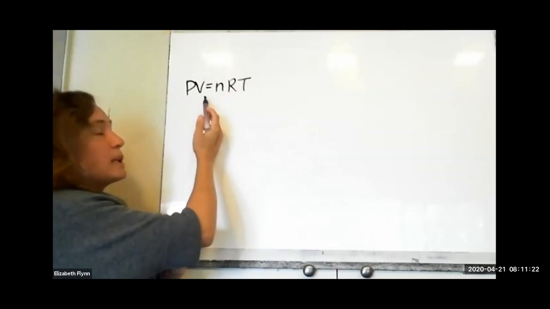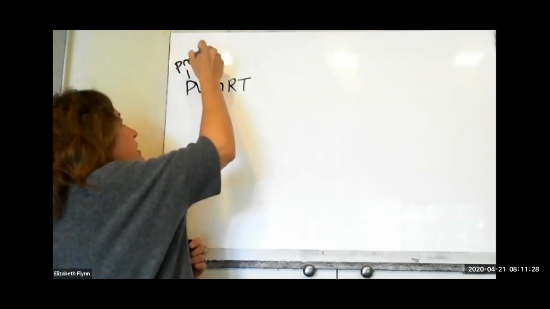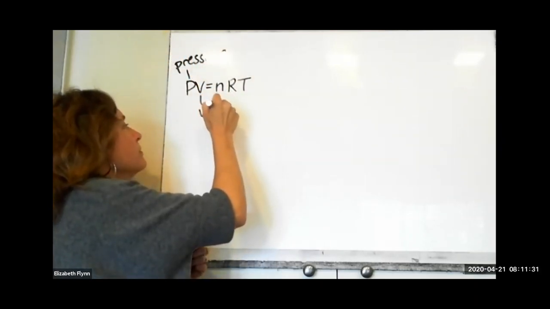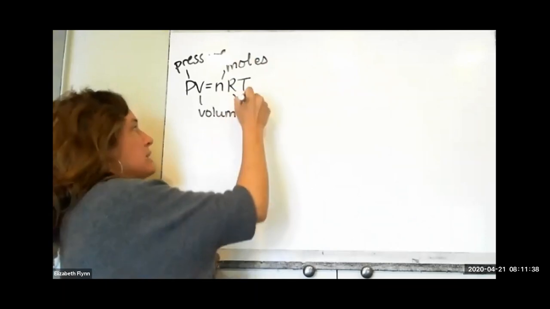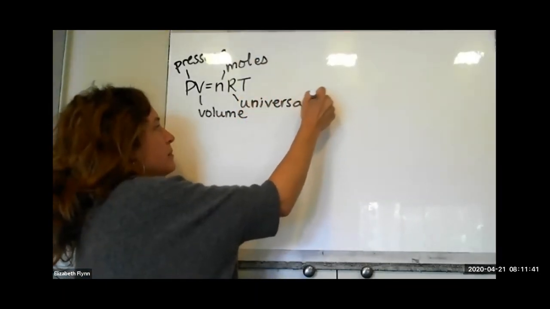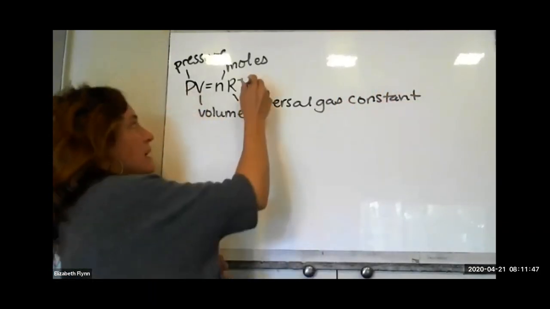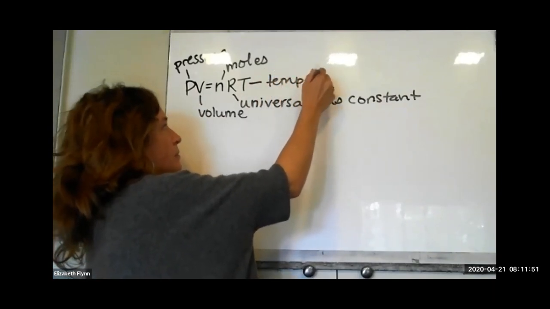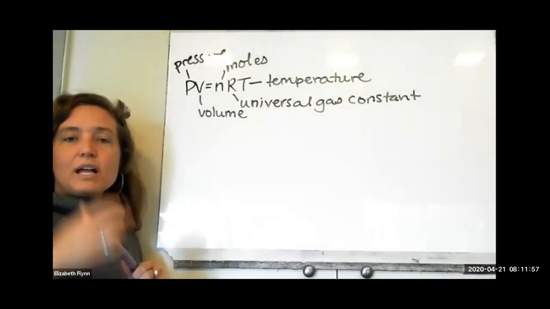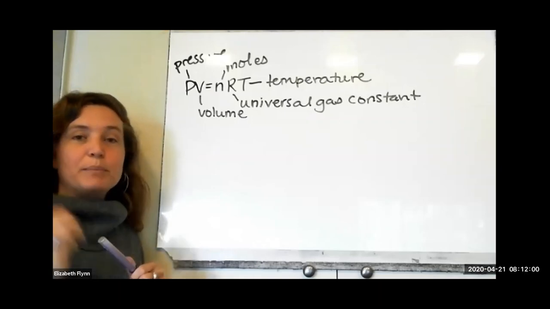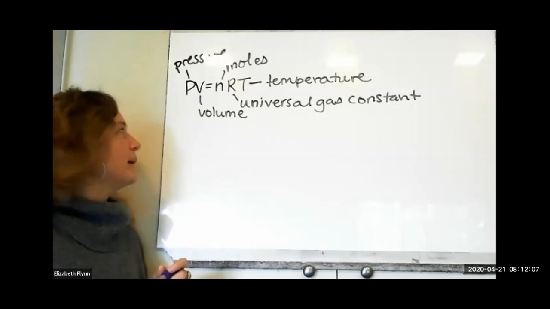So the pressure times the volume of the gas is equal to the number of moles. This is pressure. This is volume. This is moles. This is the universal gas constant. And this is temperature. And lowercase n is how we're going to symbolize moles in the coming gas sections in lecture and in lab.